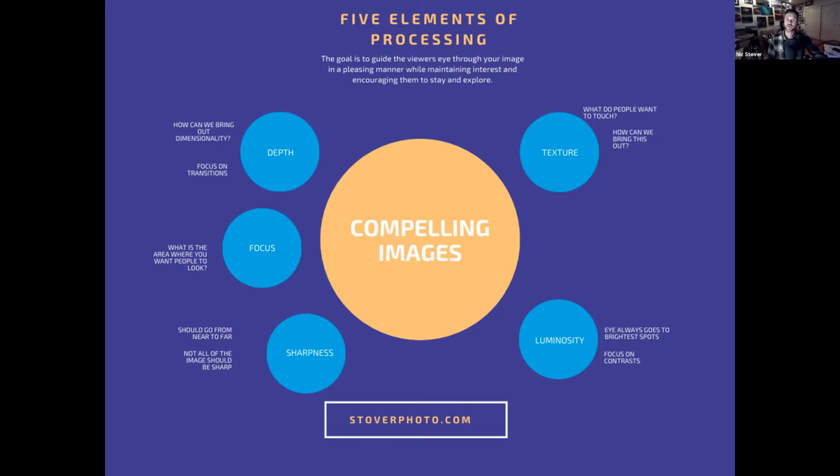Texture is another big part. And I characterize this as, what do people want to touch? When they look at an image, what do you yourself want to touch? You find yourself doing this, or like grabbing something. So whether it's a sandstone and rubbing your hand over it, or the texture of a sea foam, or when I'm in the desert, just that texture of the sand and the ripples. And how can we bring that out? Do we do localized textures, et cetera? And then the final element is luminosity, or brightness. And the eye will always go to the brightest part within an image.